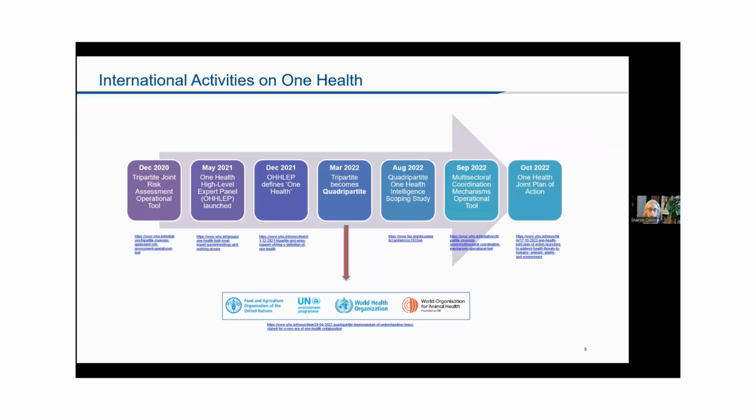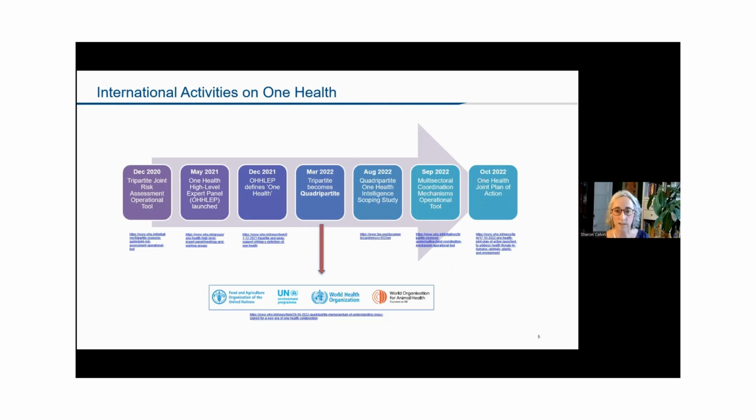There's also been, as many may know, a One Health high-level expert panel that was put together. They've done many things, but one of which is defining One Health. And in 2022, the tripartite officially became the quadripartite with the addition of the United Nations Environment Program. And then more recently, this quadripartite released a One Health Joint Plan of Action.